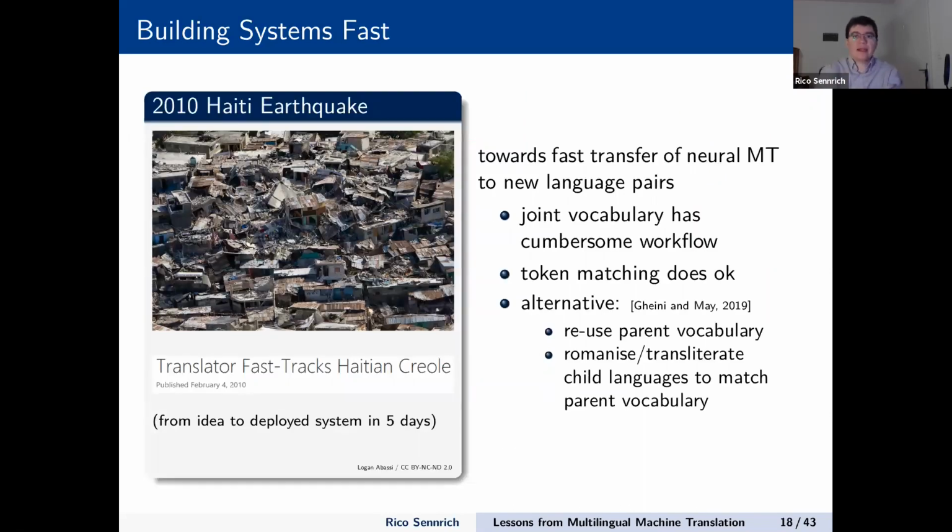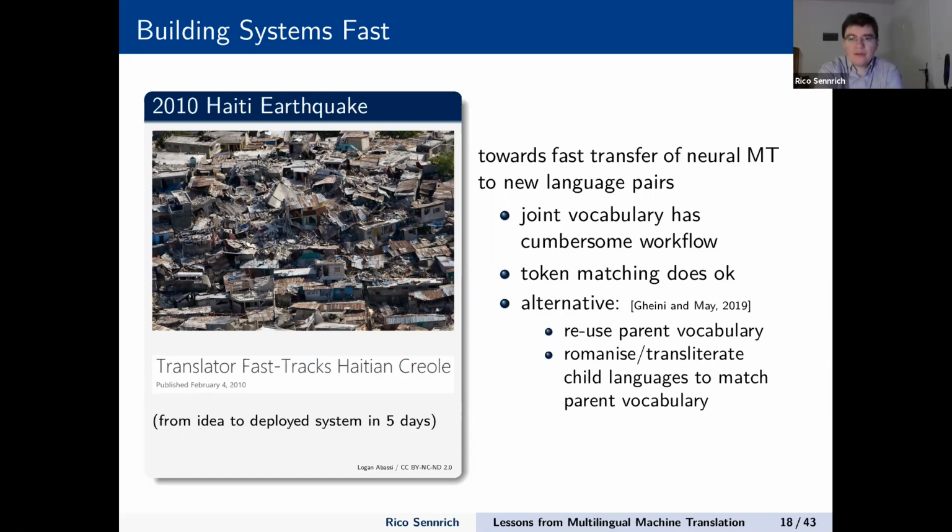So in 2010, there was a big earthquake in Haiti, and there was a very fast and also well publicized effort by Microsoft to create a translation engine on very short notice to help the people on the ground who came to help after the earthquake. And they actually managed to get from this idea of building a machine translation system to deploying it within 5 days. And this isn't just training time, this includes data collection, quality assurance, and the actual deployment. So you really need to be fast for something like this.